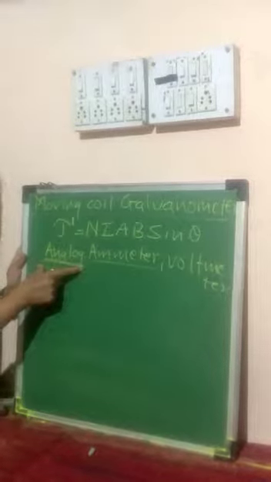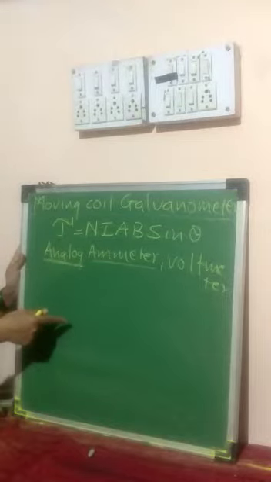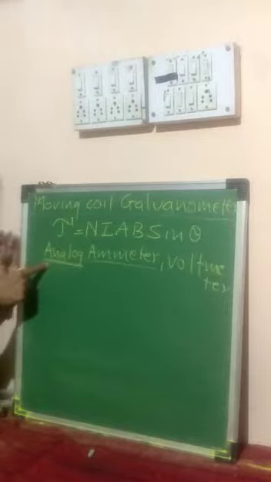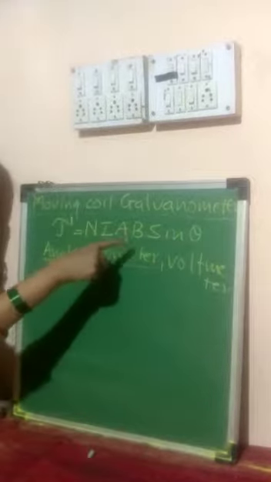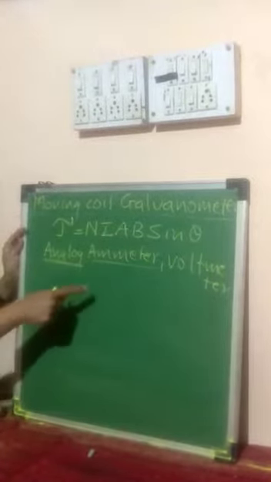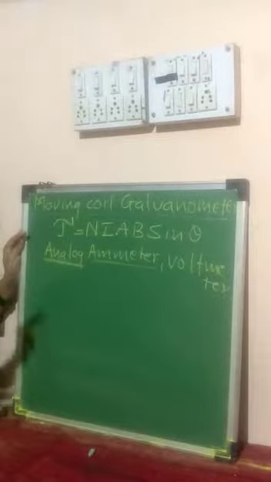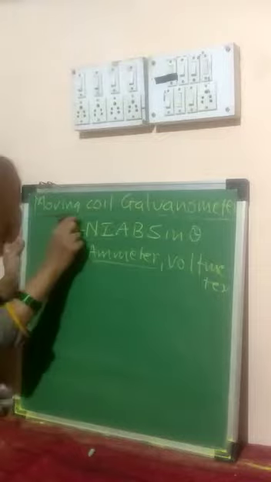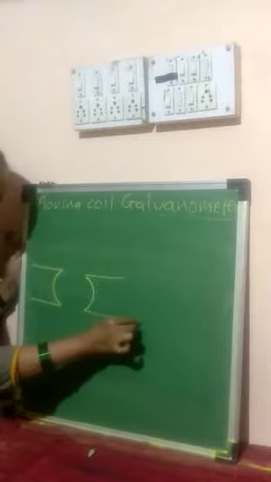So these moving coil galvanometers are not used in the digital ammeter and voltmeter, but it is used in the analog ammeter and voltmeter. Means the ammeter and voltmeter which you are using in the lab to measure your current as well as voltage. Now what is the construction of that moving coil galvanometer? This moving coil galvanometer consists of concave pole pieces of the magnet as a north pole and south pole.